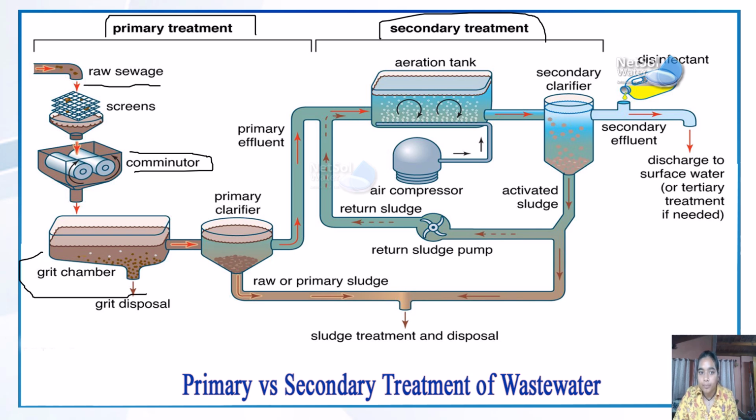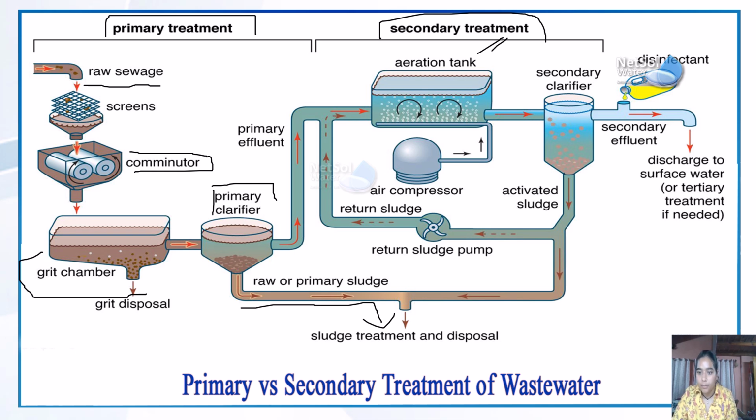In this grit chamber, the suspended solid particles get settled at the bottom under the influence of gravity. Then comes the primary clarifier, where the sludge of the primary treatment gets settled at the bottom under the influence of gravity. After that, if the treated wastewater attains the permissible limit, it flows into the river, and if it does not attain the permissible limit, then secondary treatment occurs and the sludge is disposed of for sludge treatment.